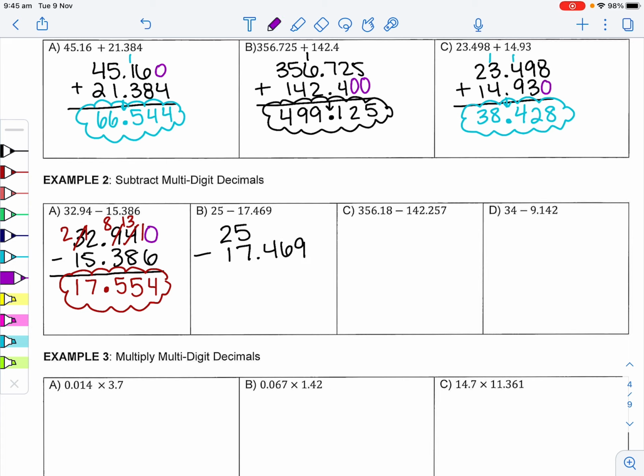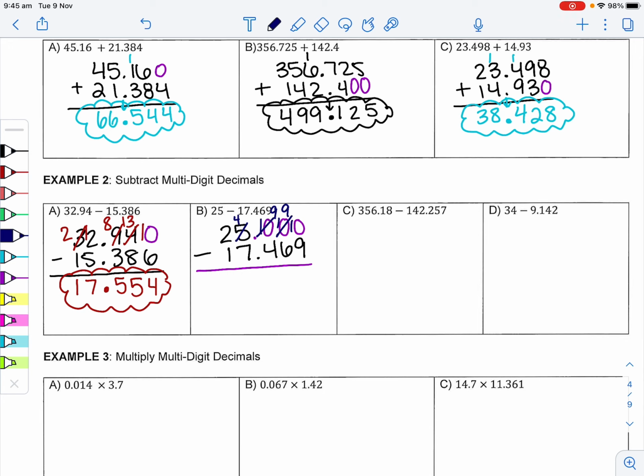In part B, I'm going to do 25 and then minus 17.469. And in this one, I have to add the decimal along with 3 zeros to match up all my decimal places. And in this one, I actually have to borrow all the way across the top number. So I'm going to borrow from the 5 to make this a 10. Then I'm going to borrow from this 10. And then I'm going to borrow from this 10 to make that last 0 a 10.